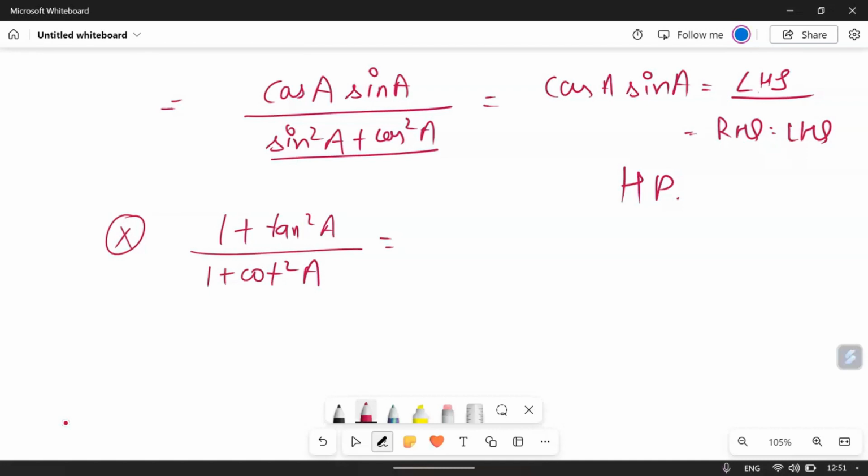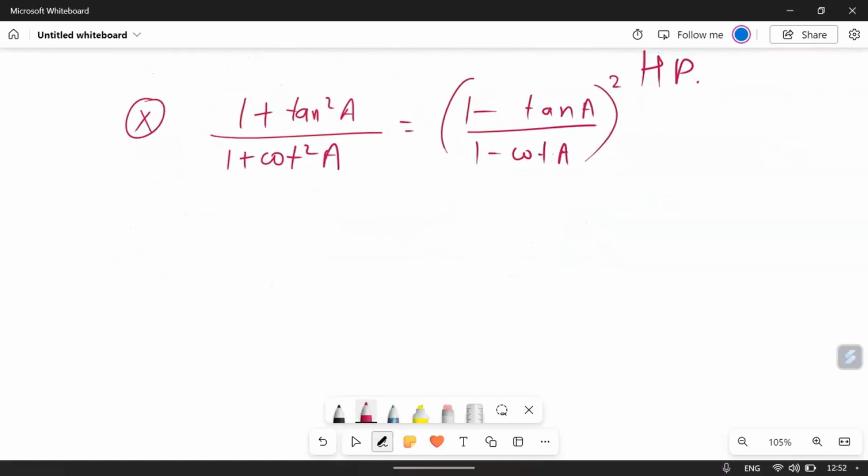It's a very lengthy question. We need to prove it: (1 minus tan a divided by 1 minus cot a) whole square. We need to prove like that. So we have a number of methods to do this. Either we can start from the RHS and then we can easily get the LHS. One method is that, and the second method I am starting with the LHS.